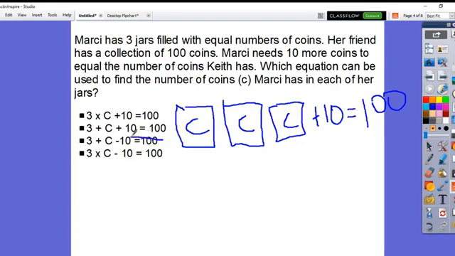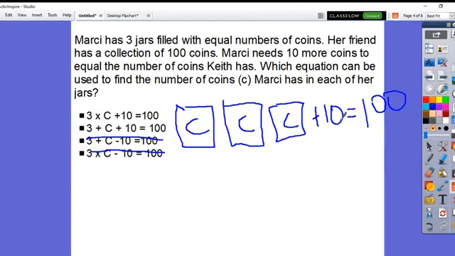Do we have some equations where we're not adding? That's correct. This one is incorrect because it says we're adding 10. And this one is incorrect. I'm automatically getting rid of them. Let's go to the next one. 3 times C. Well, we have C 3 times plus 10 equals 100. That's a possibility. Let's look at the next one.